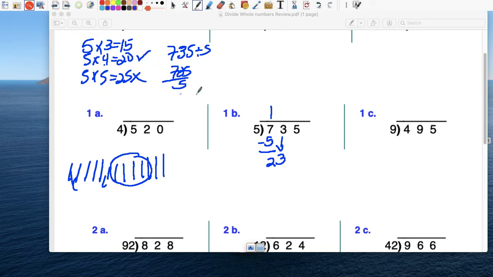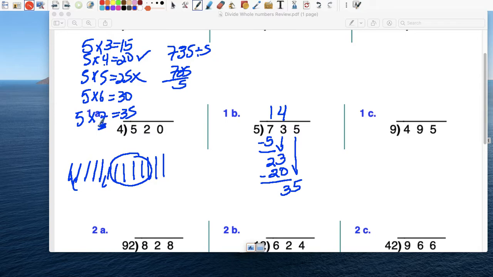5 times 4 is 20. So we're going to put a 4 over here. 5 times 4, and we're going to put a 20 over here. We subtract. 3 minus 0 is 3. 2 minus 2 is 0. And we bring the 5 down. How many times can 5 go into 35? So let's keep our times table. 5 times 6 is 30. Okay. Let's see if I can do one more time. 5 times 7 is 35. Good. I can make 7 groups.